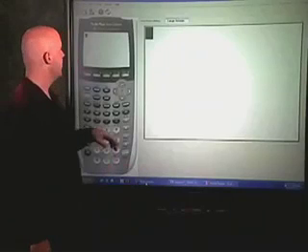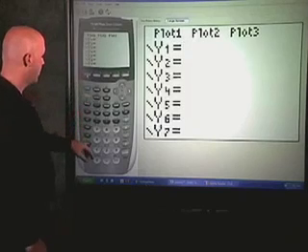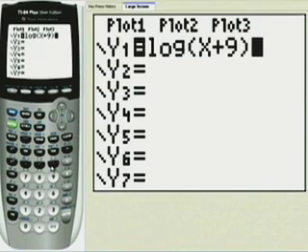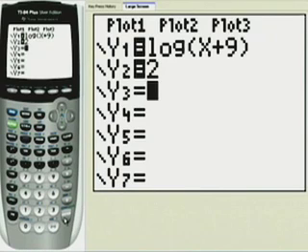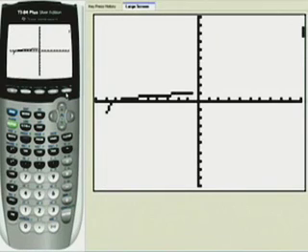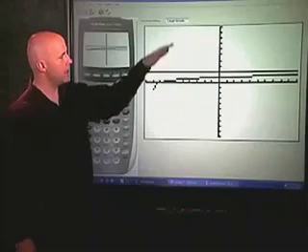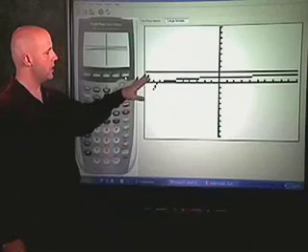We go to our graphing calculator. In y1, we're going to enter log base 10 of x plus 9, close parentheses, enter. And in y2, we enter the constant 2 as the right side of our equation. I'm going to graph that using our standard viewing window, which is minus 10 to 10 in both x and y. And we're looking for the intersection point.